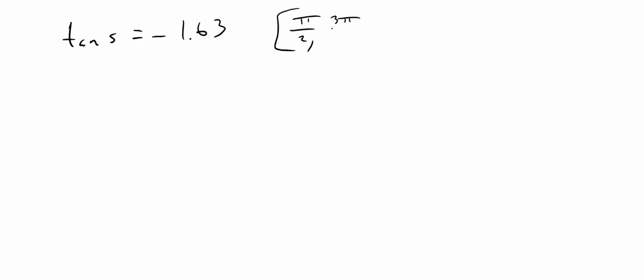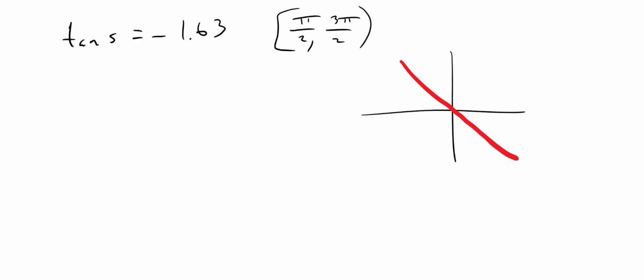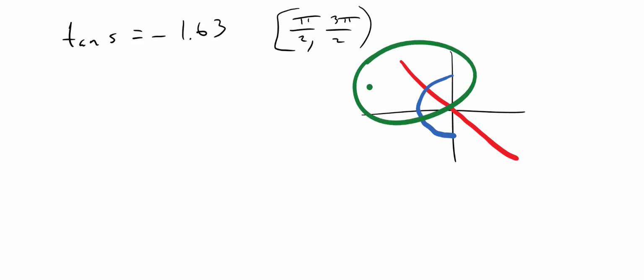Okay, so let's do another problem here. How about tangent of S is equal to negative 1.63. And the restriction is pi over 2 to 3 pi over 2. So what you're going to do is draw your picture. Where is tangent negative? Tangent is negative in these two quadrants. Okay, and then it says between pi over 2 and 3 pi over 2. So that means it's between these two quadrants. So your final answer, math fans, is going to be in that quadrant.